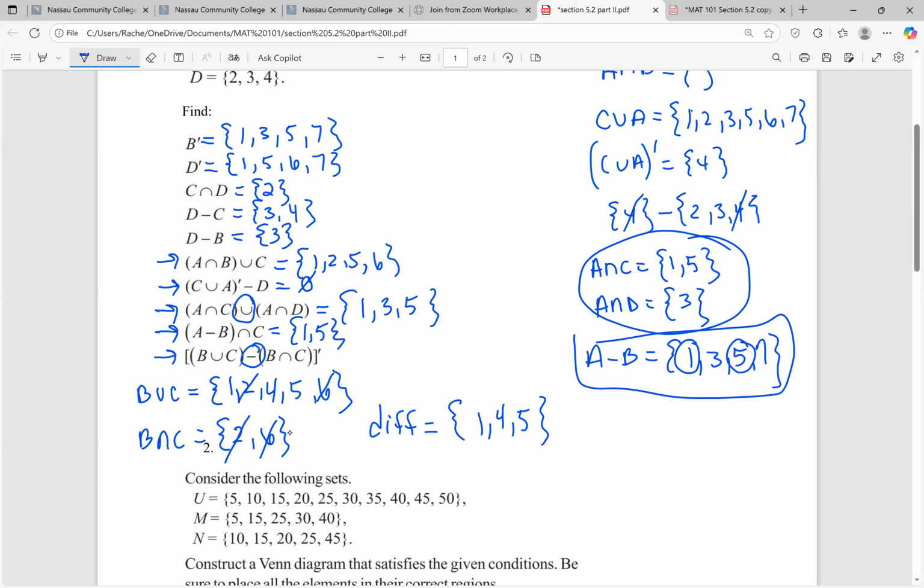But we want the complement of that. We want whatever's not in that set that's in the universal set. And the universal set is 1, 2, 3, 4, 5, 6, 7. It's 1 through 7. So the complement of this is going to be 2, 3, 6, and 7. So the answer to this is going to be the set 2, 3, 6, and 7.